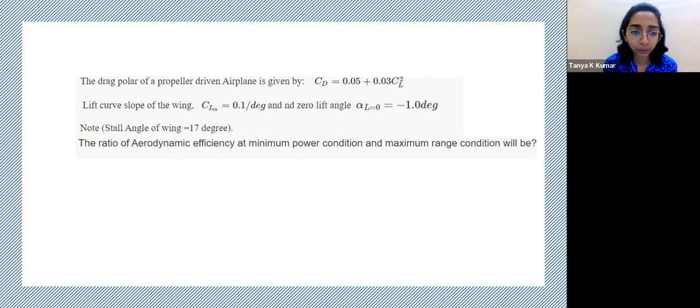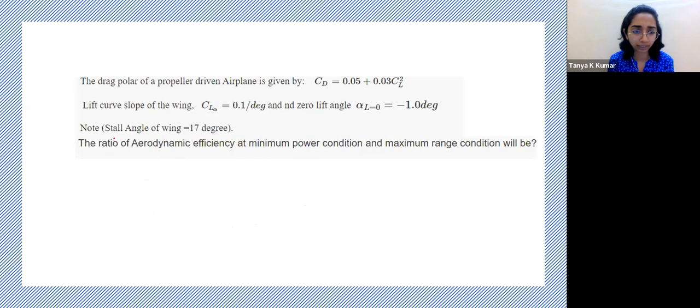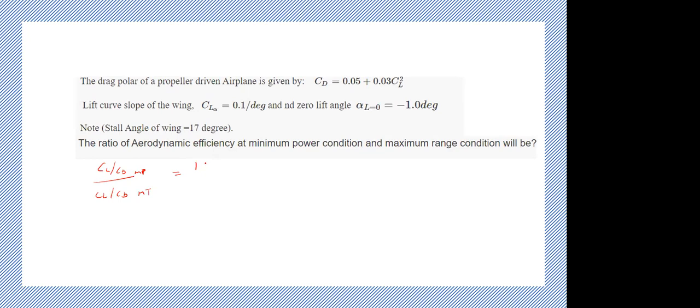Now the question is the ratio of the aerodynamic efficiency at minimum power and the maximum range condition. What is aerodynamic efficiency? CL by CD. So we just take the ratio of the previous two cases, CL upon CD. This was for minimum power and this was for minimum thrust. What were the two values? This 11.8 and 12.9.